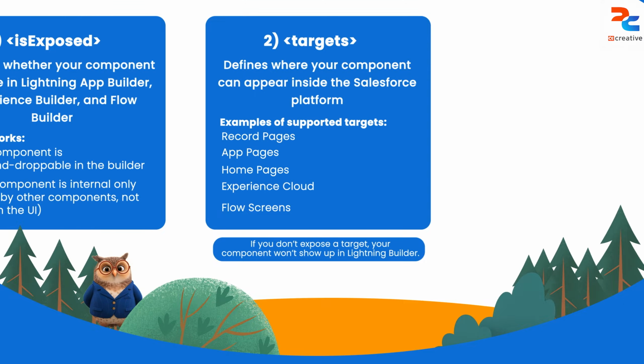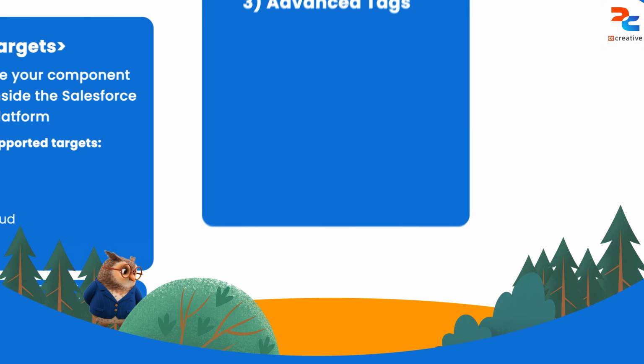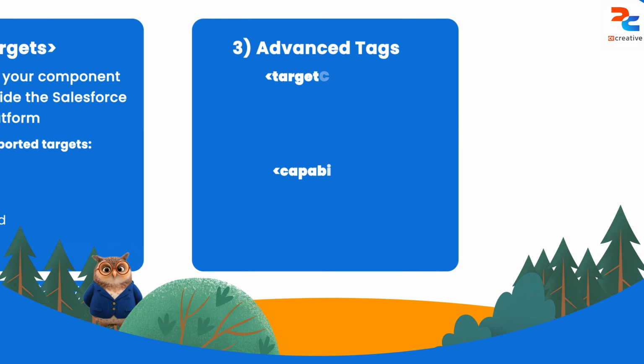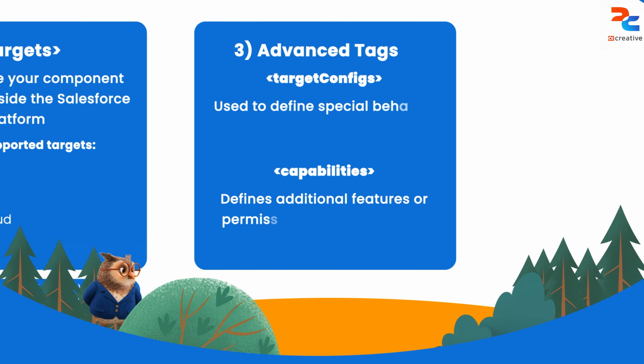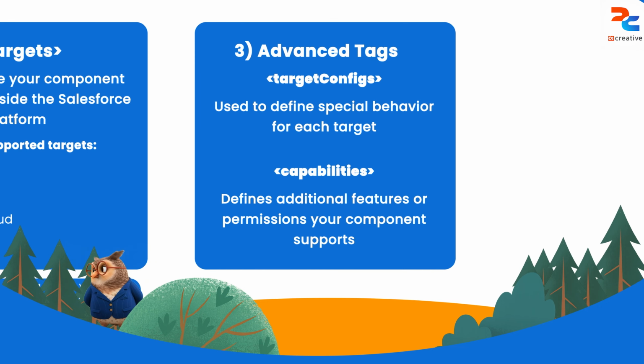If you don't set isExposed to true or you don't specify a value for target, your component may not show up in the Lightning App Builder. There are other tags like target configs or capabilities, which are more advanced and we will be covering in future videos. Also, this meta file doesn't contain UI or logic. It controls where the component can be used and how it's registered in Salesforce.